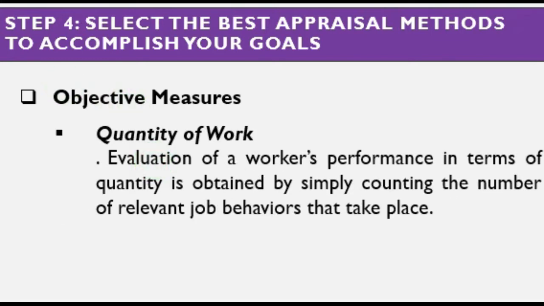We need also the quantity of work. Evaluation of workers' performance in terms of quantity is obtained by simply counting the number of relevant job behaviors that take place. Okay? So, for example, we might judge a salesperson's performance by number of units he or she sells, an assembly line worker's performance by the number of bumpers she welds, or a police officer's performance by the number of arrests he makes. Okay?